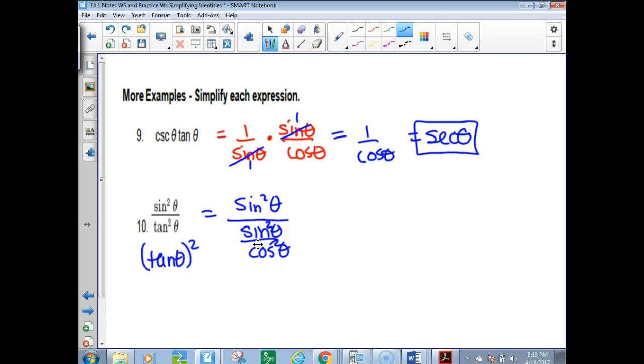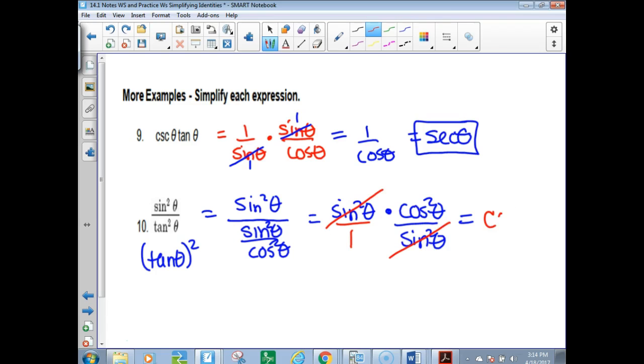Now, if sine squared theta is being divided by sine squared over cosine squared, we can rewrite this as multiply by the reciprocal of the fraction on the bottom, cosine squared theta over sine squared theta. All right, and then our sine squareds would cancel out, and all we have left is cosine squared. And that you would just write as the simplified form, simplest form of that.